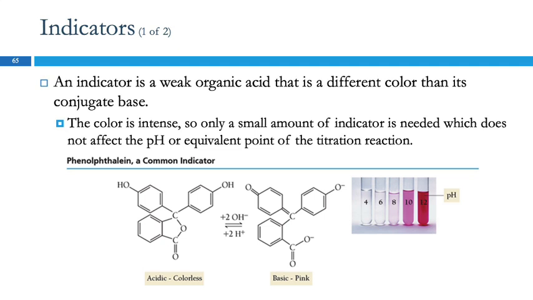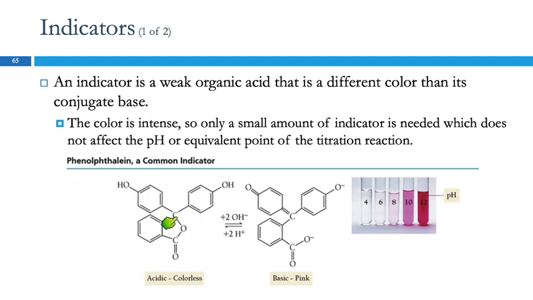So most indicators, maybe all of them, are weak organic acids. And the organic acid is different in color than the conjugate base. And that's a really cool thing that's beyond the scope of this class. But, so this is phenolphthalein, which is a very common indicator.